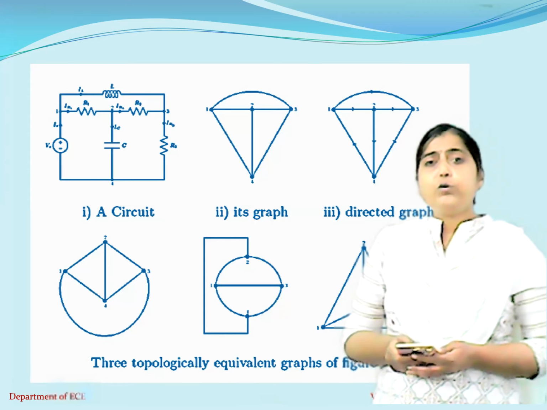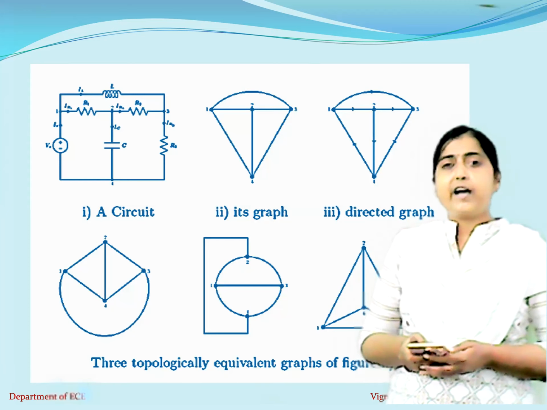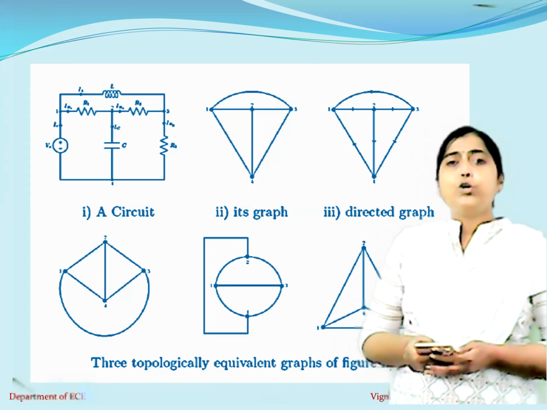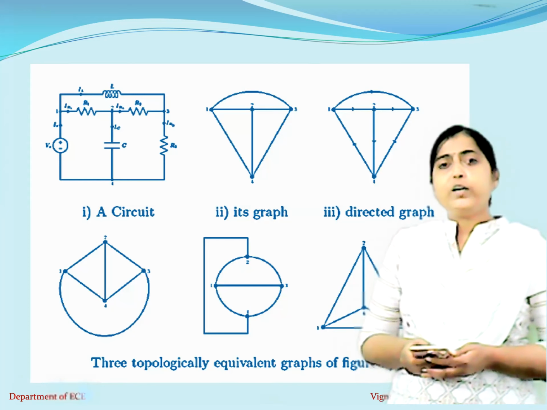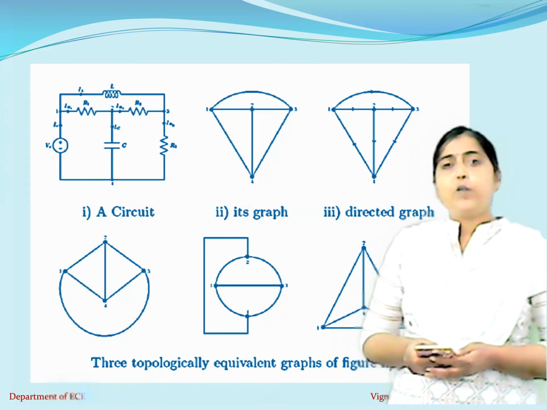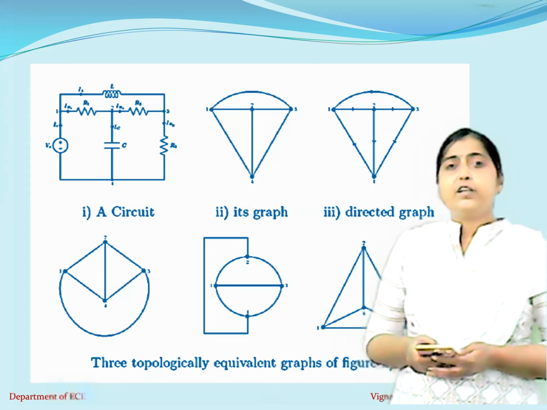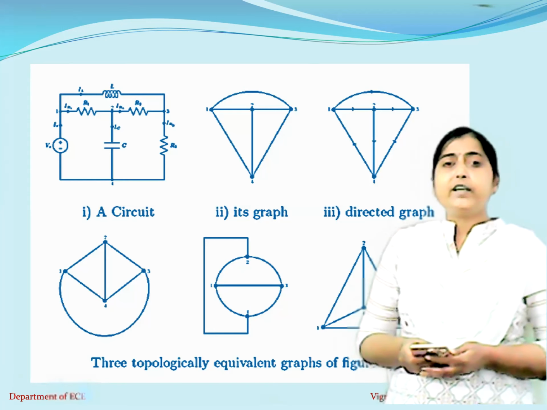When you look at this particular network, the first thing we need to do before drawing a graph is to identify the total number of nodes in the given network. If I look at this network, there are 1, 2, 3 and 4 nodes to which different branches are connected. So you identify the nodes here.